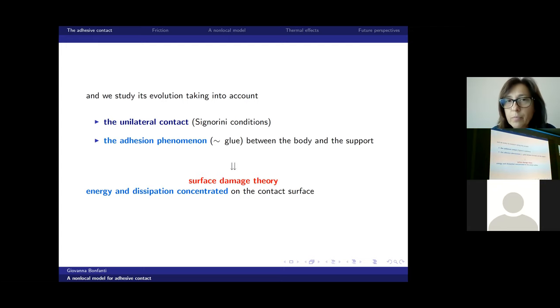This is, in fact, a surface damage theory. Of course, other approaches are possible to describe such problems, as we will see at the end of my presentation. The idea in these alternative approaches is to consider the behavior on the interface as the limit of the behavior of some thin medium, which links the body and the support. So the idea is to derive a surface damage model as the limit of a volume damage model. But I will come back to this topic at the end of my presentation.